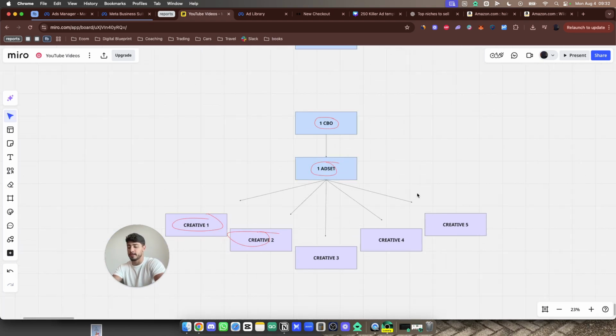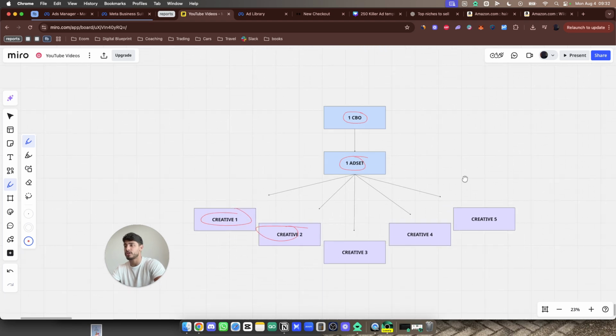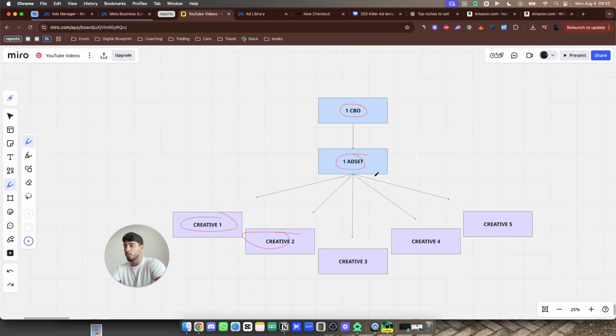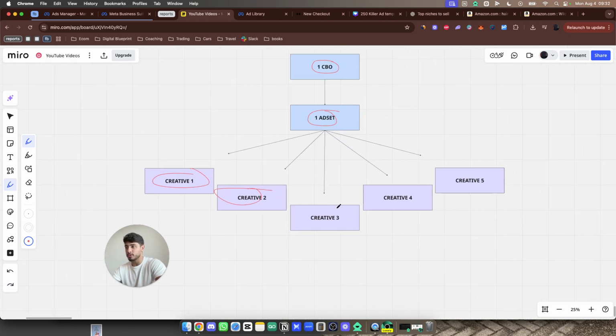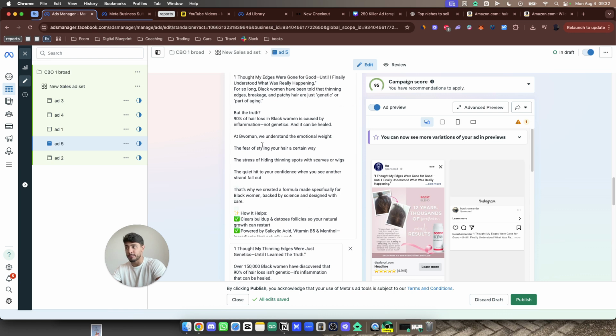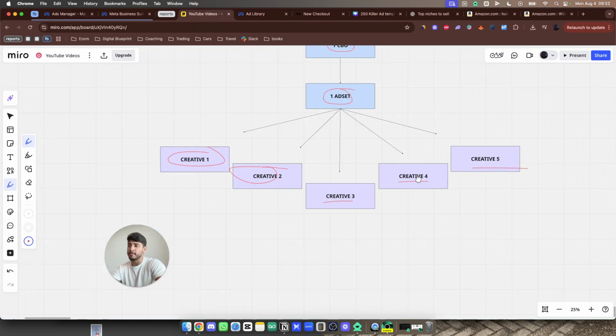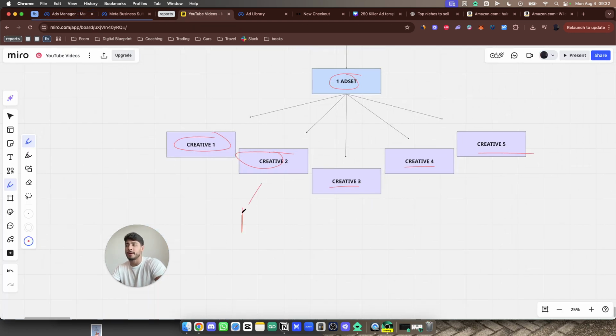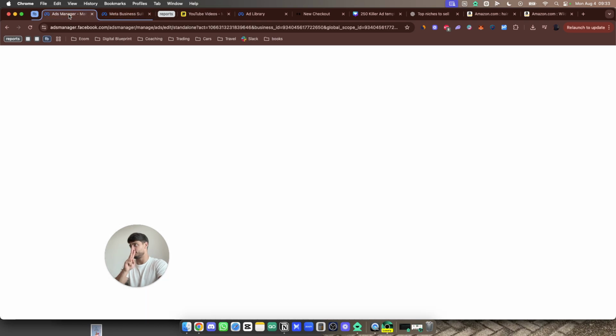So that's basically the whole ad structure that we are using. One CBO, one ad set. That one ad set contains all of your ads, all of your creatives. There are going to be 1, 2, 3, 4, 5 creatives that you're going to be throwing in here with 2 different primary texts. Same with this, all of them are going to have 2 primary texts.